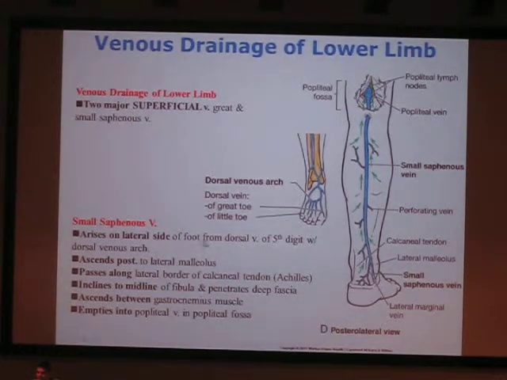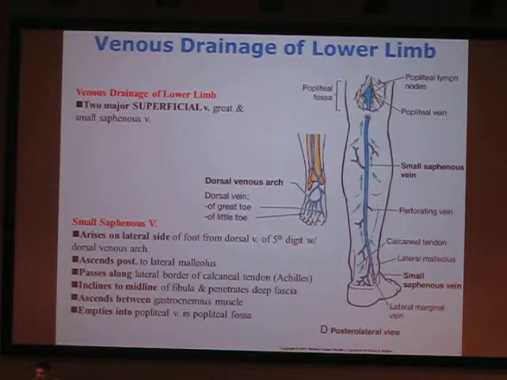arises on the lateral side of the foot from the fifth digit with the dorsal venous arch. So that's different than the great saphenous vein, which arises nearby the first toe. Okay, so just keep in mind that they're on opposite ends in terms of their origin to traverse then the leg of the lower limb. It ascends posterior to the lateral malleolus. The great saphenous vein ascends anterior to the medial malleolus.